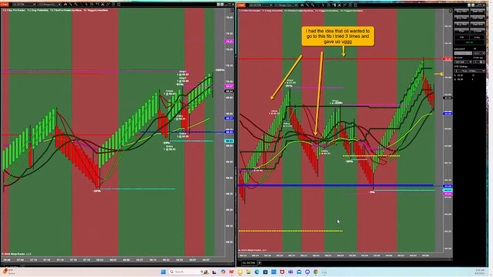Had the idea that oil wanted to go to this fib. You tried 3 times and gave up, probably. So let's look at it. That was the one that everyone took. You entered, and you got paid on the right side of things, waited for it to sort out. And then you tried to enter again and got out at the top.